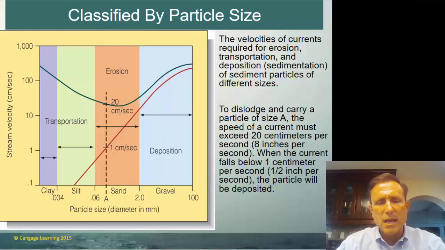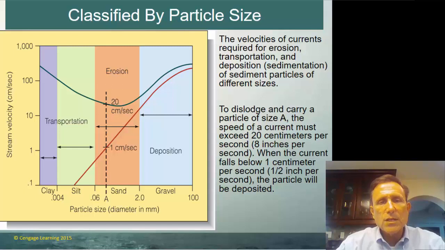It's a little on the confusing side, but if we go to point A, what this chart is telling us is that a piece of sand the size of point A is going to need a stream velocity of about 20 centimeters per second to dislodge that sand from the stream bed and to carry it downstream. Once that stream velocity falls below about 1 centimeter per second, then it will no longer hold that size piece of sand, and that piece of sand will drop out and be deposited.